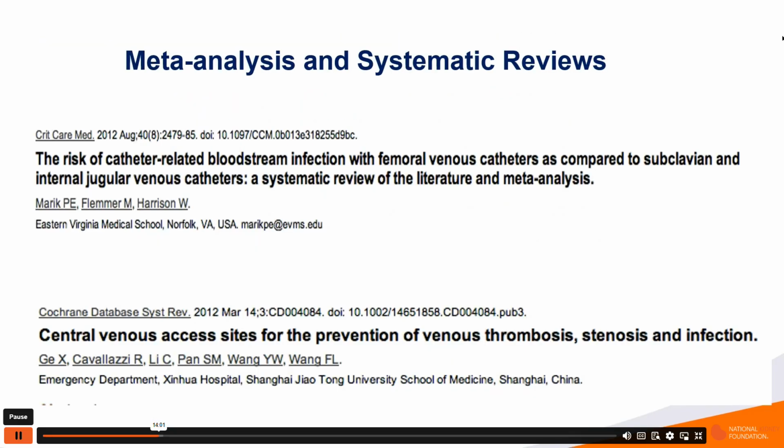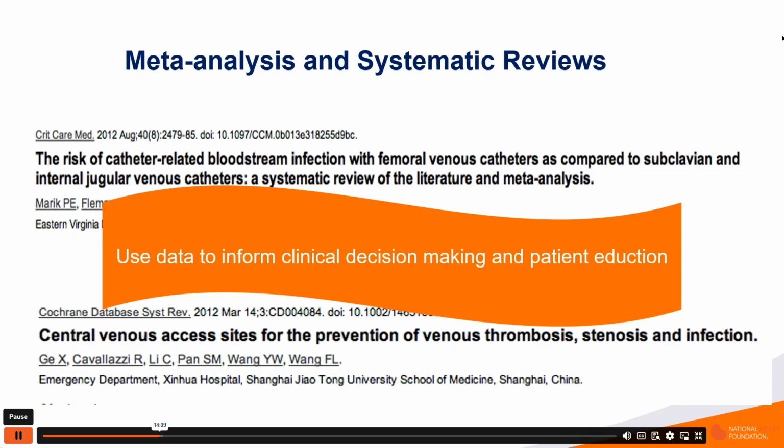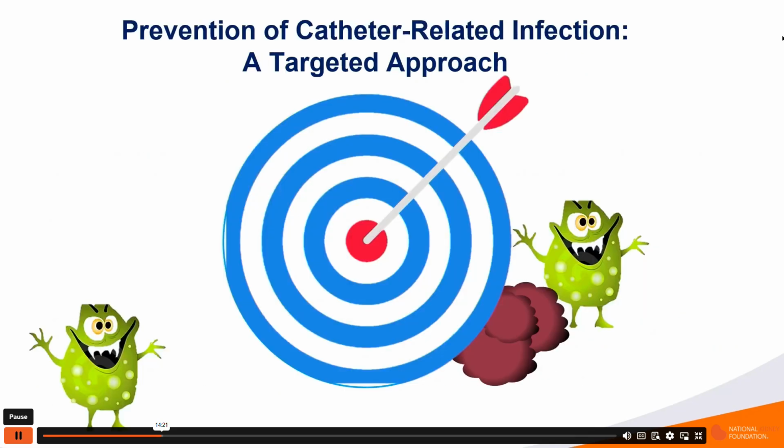And this was supported further by a Cochrane review and a meta-analysis. So I guess my point with this is, we really need to try to use data to inform clinical decision-making regarding risks in patient education, and including for prevention of catheter-related bloodstream infections. So how do we prevent these infections? And I think the best way to prevent it is by using a targeted approach. And when I say targeted approach, I mean understanding what the pathophysiology is and trying to prevent it based on that.